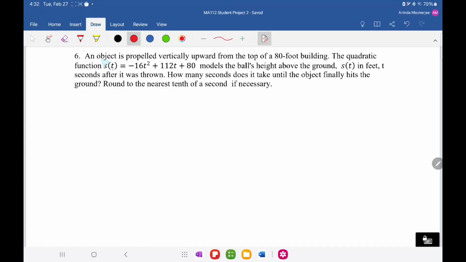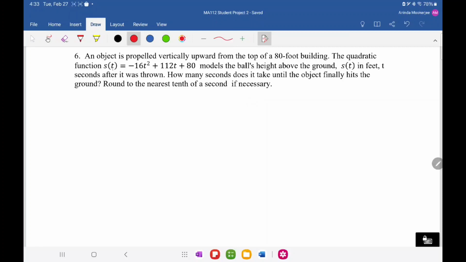It says here, an object is propelled vertically upward from the top of a 80-foot building. The quadratic function s of t equals negative 16t squared plus 112t plus 8t models the ball's height from above the ground, s of t in feet, t seconds after it was thrown. How many seconds does it take until the object finally hits the ground? Round to the nearest tenth of a second if necessary.